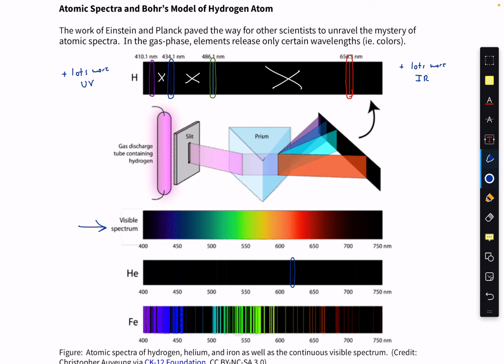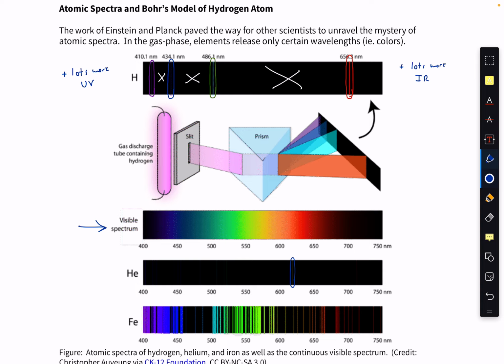So hydrogen actually produces a lot more than 4 colors, but it only produces 4 colors of visible light. It turns out that every element has its own fingerprint of light that it emits. Again, only some of it is visible. This chart in the middle tells me that helium is not producing a whole lot of visible light, although when I zoomed in I was able to see at least one line. I think there's more than one line, it's just really faint.